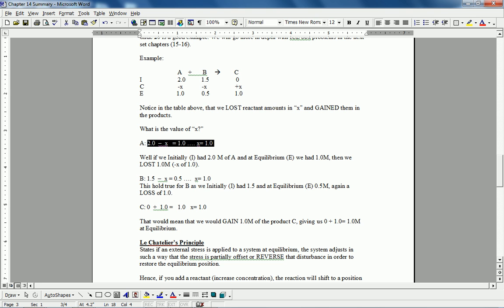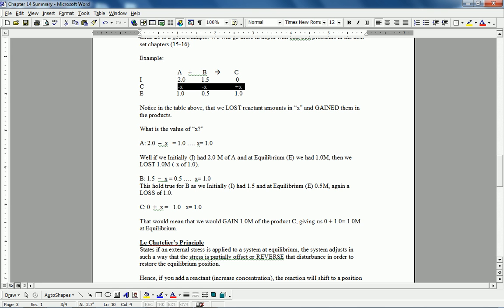Again, with B, 1.5 minus x is 0.5 at equilibrium. So again, what was x? 1.0. And then finally, we gained the product, so it's 0 plus x, and of course we know that x here is the unknown, quote unquote, which equals 1.0, and we know x is 1.0. So you could think of this in terms of calculating the unknown based on knowing what the initial concentration is and perhaps what the equilibrium is.